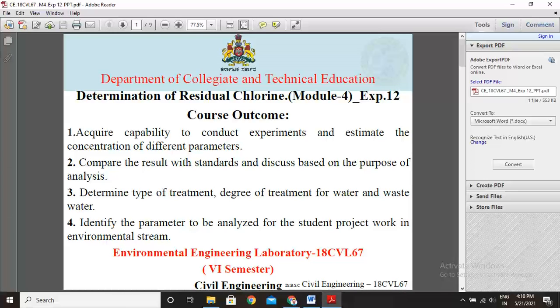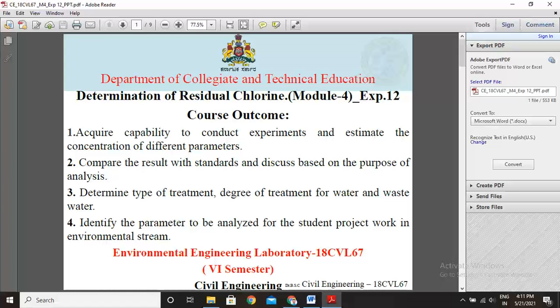Today I want to start experiment 12. The title of experiment number 12 is determination of residual chlorine of the given samples, whether it is a water sample or sewage samples. How to determine residual chlorine? That is today's topic.